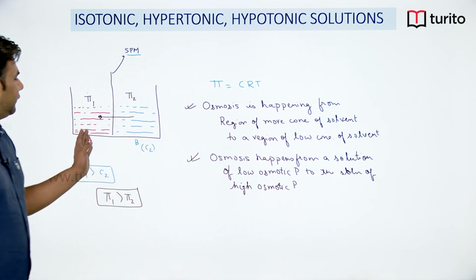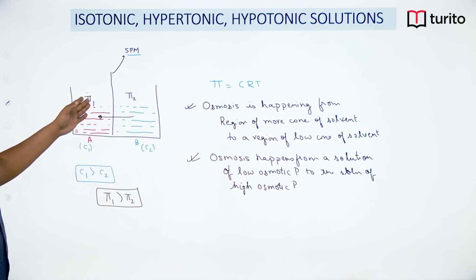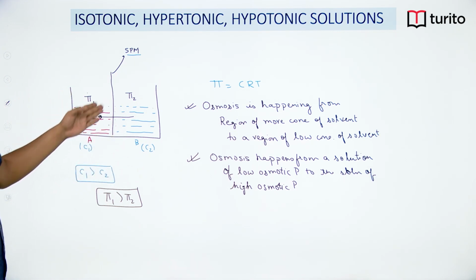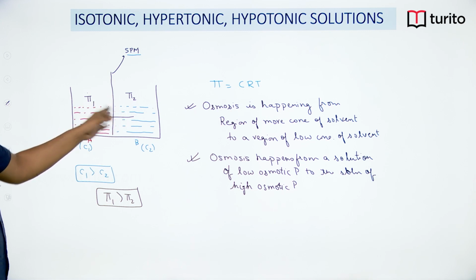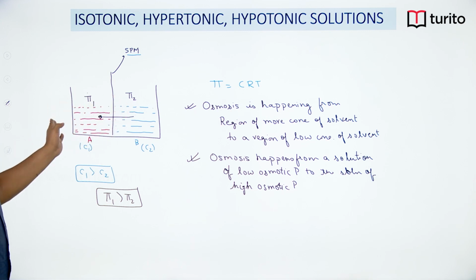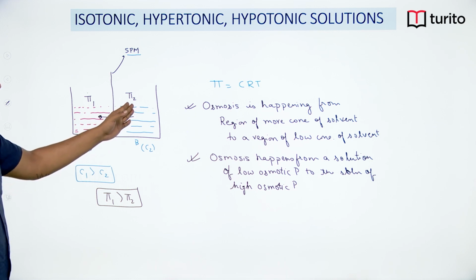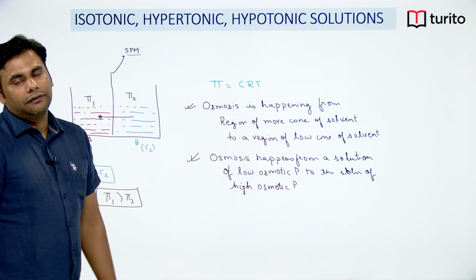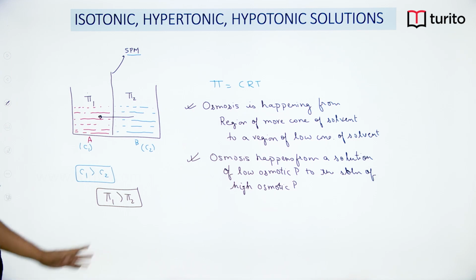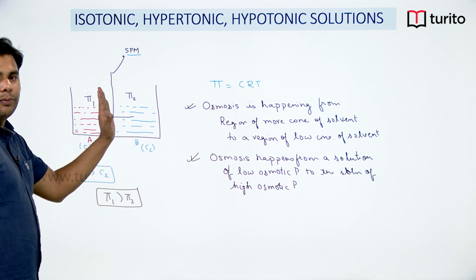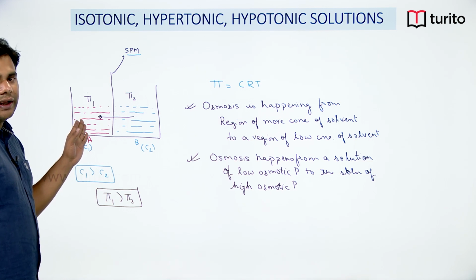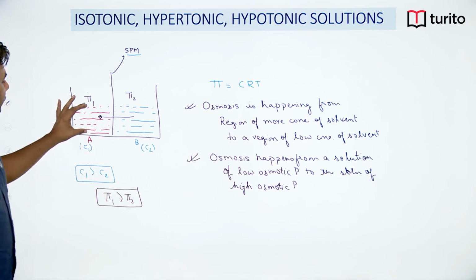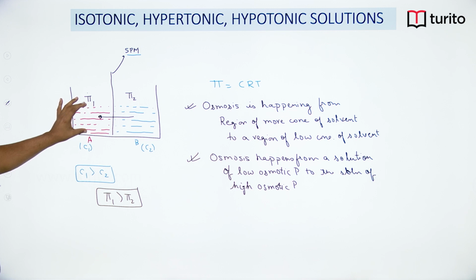Because C1 was greater than C2, it means that osmotic pressure in chamber A was more than that in B, and the osmosis we know is happening from B to A. So we'll say that osmosis is happening from the side which has the smaller value of osmotic pressure to the side which has the higher value of osmotic pressure. Now when the solvent crosses this semi-permeable membrane and reaches side A, this solution will start diluting, because the amount of solvent or water would increase.